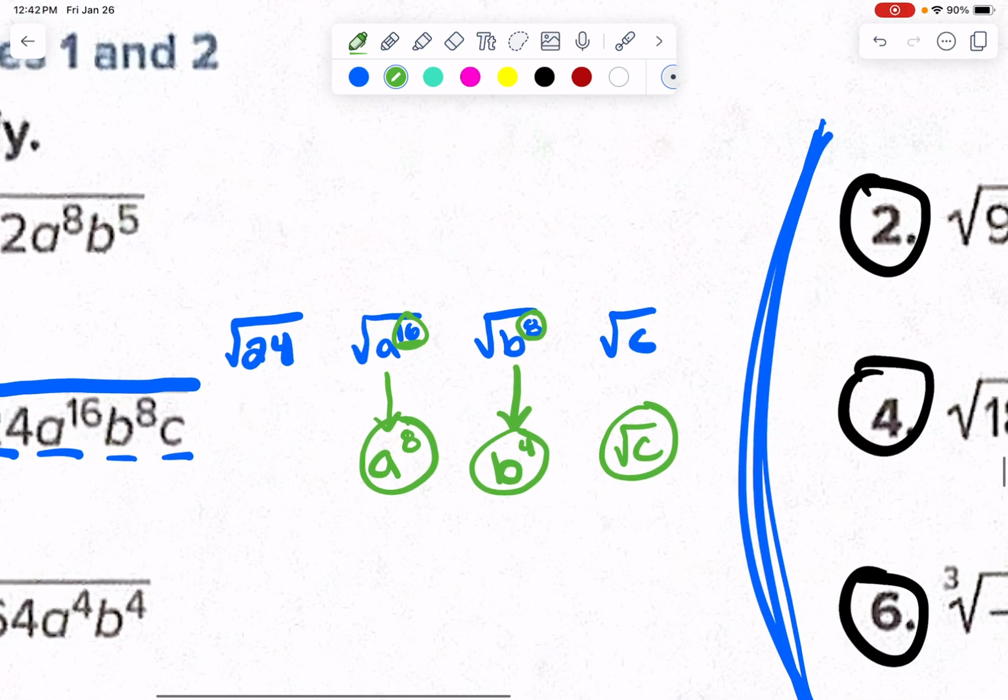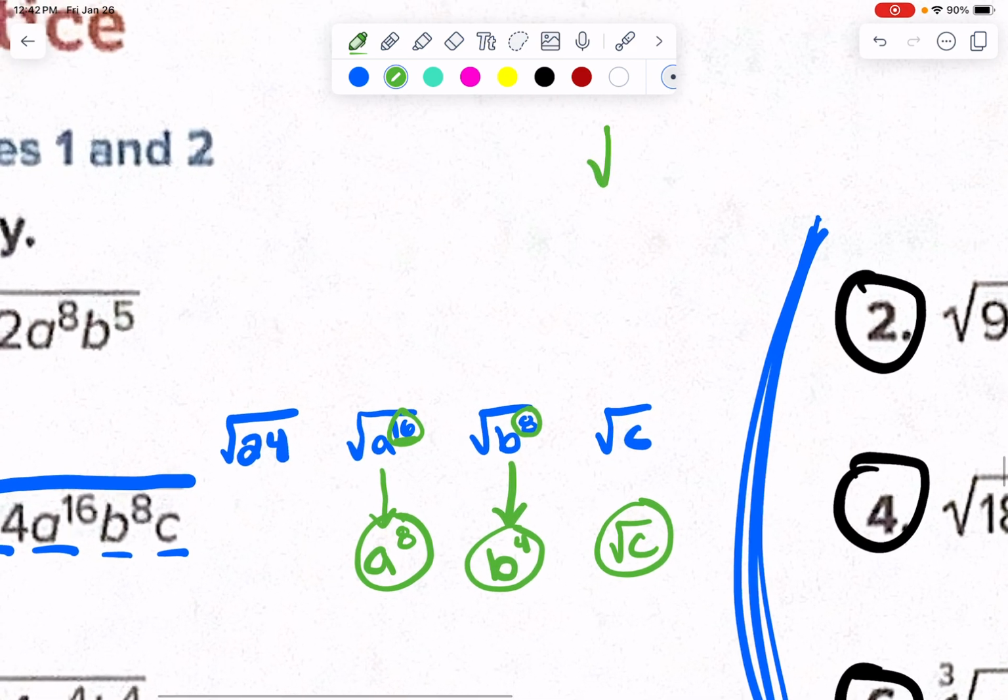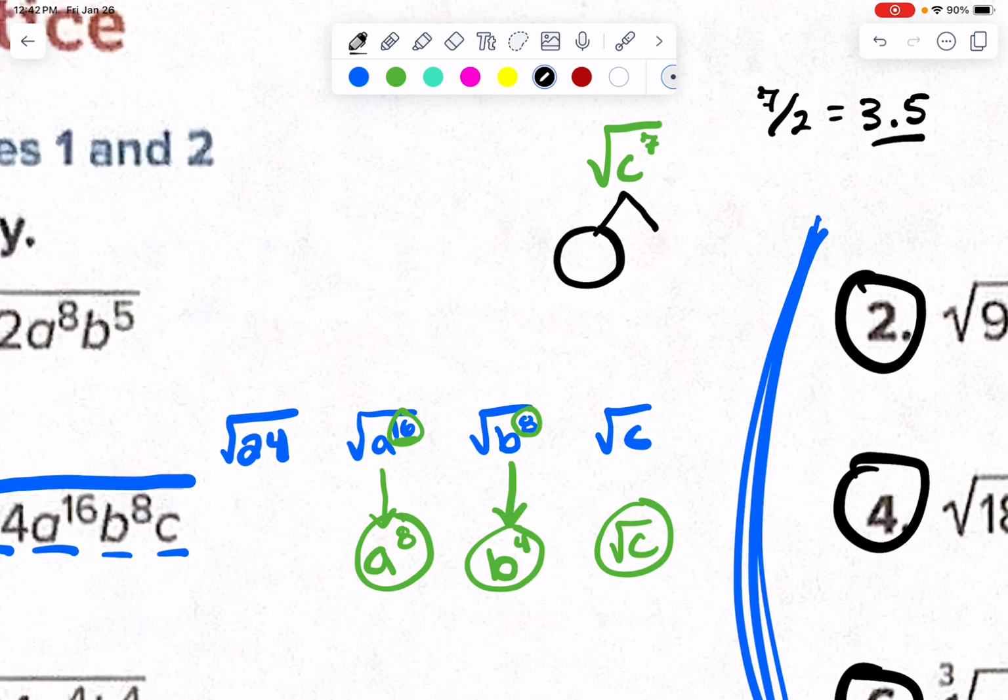Now, I'm going to go up here. Don't write this down. If this was, let's say, the square root of c to the 7th power instead, 7 is my exponent. If I try to divide it by 2, 7 doesn't divide by 2 evenly. 7 divided by 2 is 3.5, okay? Keep that in the back of your mind for a second. When I'm taking the square root of c to the 7th power, I want to put 6 of them over here and 1 of them over here because that makes a total of 7. If I take the square root of c to the 6th power, that's c to the 3rd. I'm just dividing by 2.